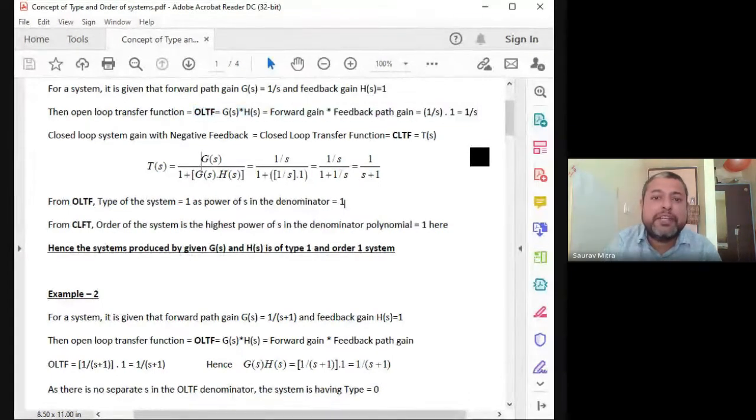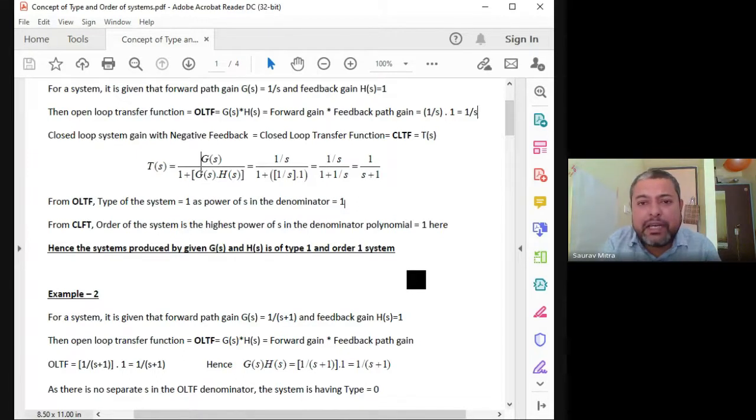So what is the definition of type? In the open loop transfer function, whatever number of s is there in the denominator which are there at origin, because s is equal to 0. So how many poles are there in the open loop transfer function G(S)H(S) which are there at origin? That is equal to the type of the system. Here it is 1 by s, which means there is only one pole and that pole is at origin. That means the type of the system is 1.